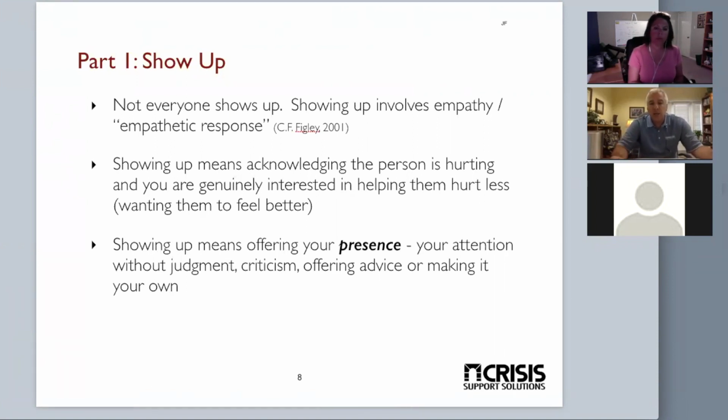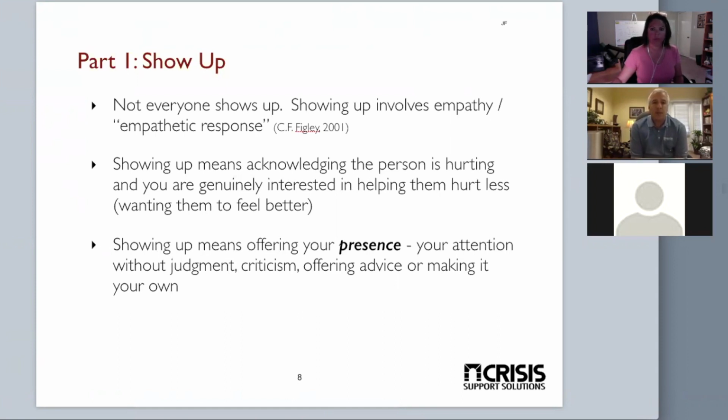But actually showing up involves that empathetic response, that you are putting yourself in the position that the folks you're in front of are in, so that you can begin to identify with what they're bringing to you. We want to always acknowledge what's going on with a person by validating them, and we'll talk a little bit more about validation as we work through this. If you've heard it once, you've heard it a million times from us, that we validate first and validate always, and we want to do that right off the bat because it's one of the best ways to build rapport with someone, and we want them to hurt less.